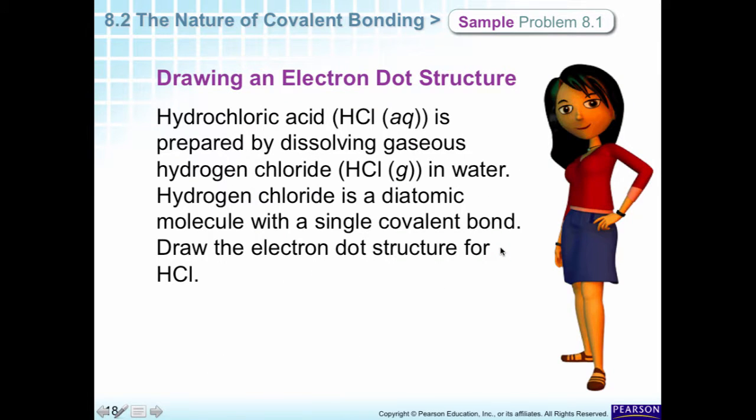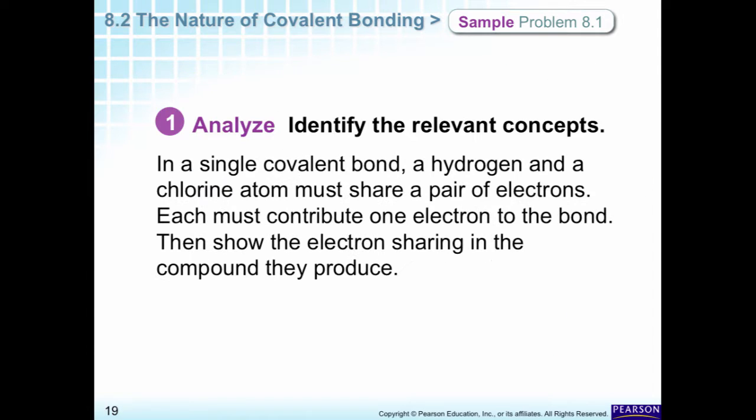Okay, we're going to practice drawing some electron dot structures for you to take a look at. Okay, we make hydrochloric acid by dissolving hydrogen chloride gas in water. Hydrogen chloride is diatomic with a single covalent bond, so let's draw the electron dot structure. We'll go through this together.